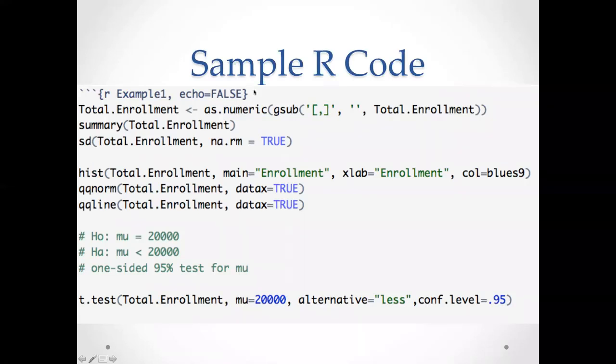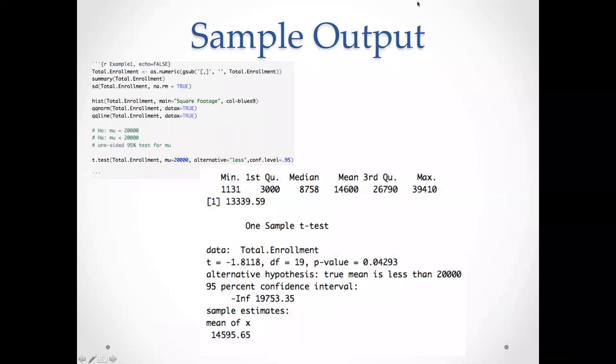Let's first take a look at the summary information and t-test results from R. Notice from the summary here that all of the schools in the data set have enrollment 14,600 on average. And the p-value from our t-test, 0.04, is less than the alpha level, 0.05, which would indicate we want to reject the null hypothesis based on this evidence.